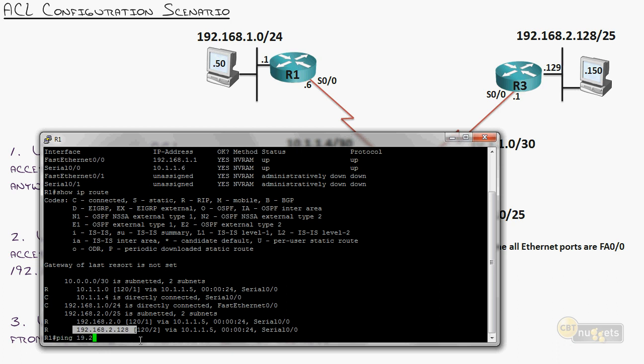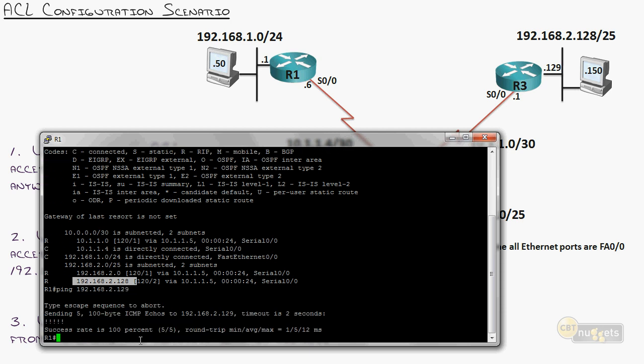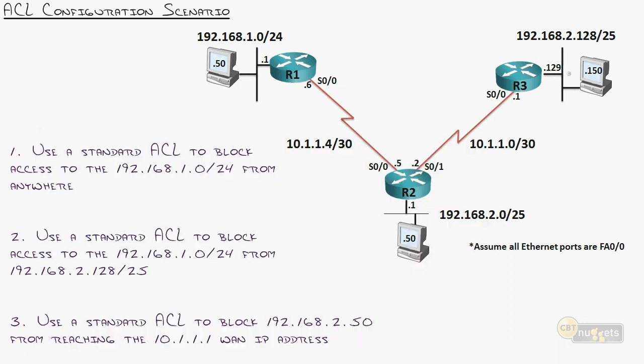192.168.2.128. So I can ping that network, so I can ping 192.168.2.129, excuse me. So this represents the network. I'm pinging the default gateway. That's this guy on that network, receiving successful. So as a foundation, we have full IP connectivity.